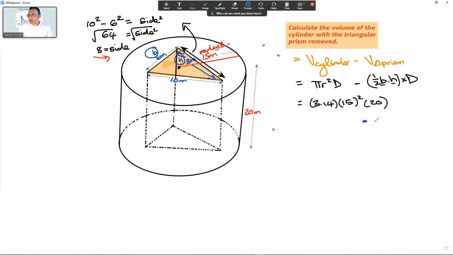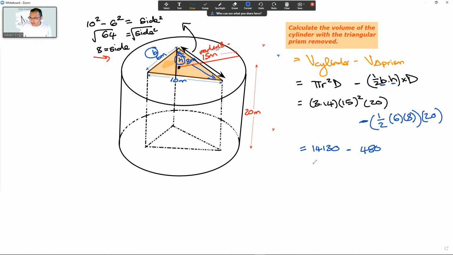All right, so I'm going to subtract half base, I'm going to call the base 6. You can call the base 8 also, and the height 6. I'll go 6 times 8 either way. And the depth is the same. The depth is 20, right? And from this here, we got 3.14 multiplied by 15 squared multiplied by 20, which is 14,130. When I subtract that, I got 3 times 8 times 20, which will come to 480.